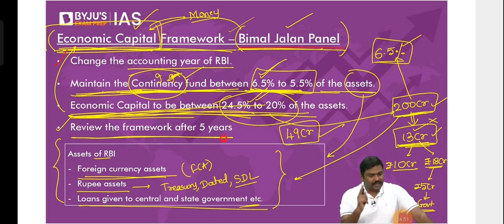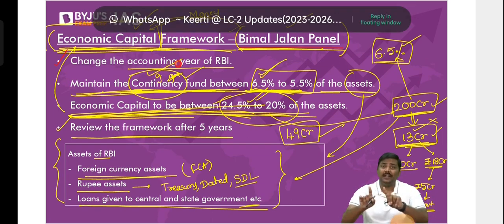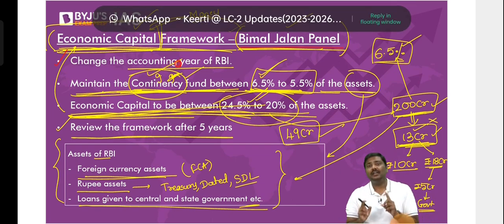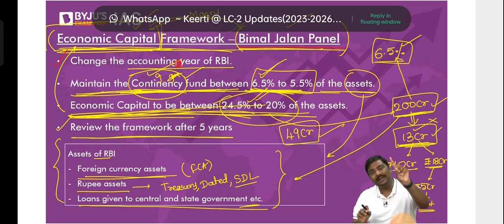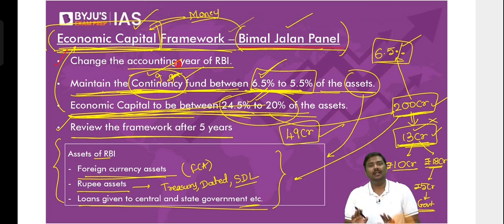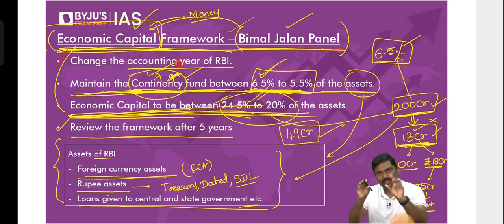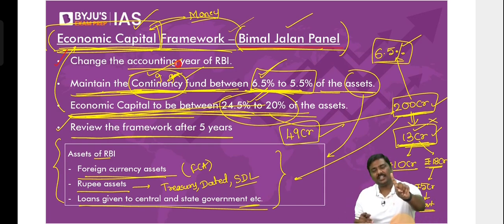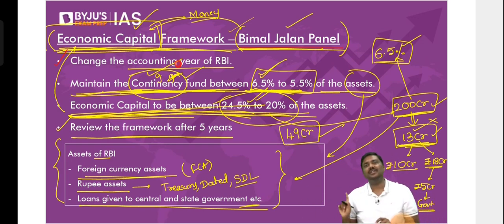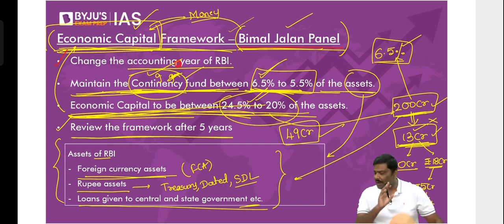Now, I'll repeat it. Contingency fund is one type of fund maintained by RBI, and is a part of economic capital. Specifically for contingency fund, one recommendation has been provided. For overall economic capital, another recommendation has been provided. So that is the basic idea of the economic capital framework.